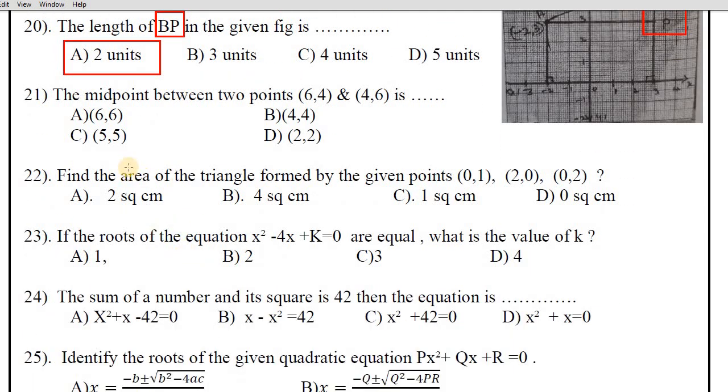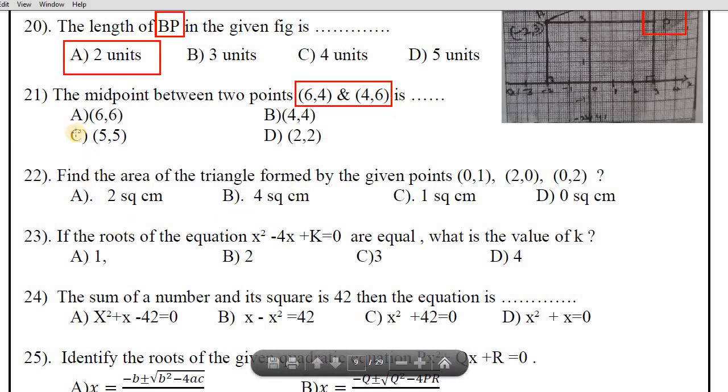Question number 21 children. The midpoint between 2 points 6, 4 and 4, 6 is. So midpoint coordinates you wanted to find. So which formula you will use children? x, y is equals to x2 plus x1 by 2, y2 plus y1 by 2. So use that formula and simplify. You will get the answer, that is C, 5, 5.